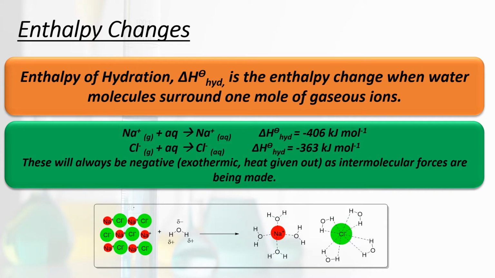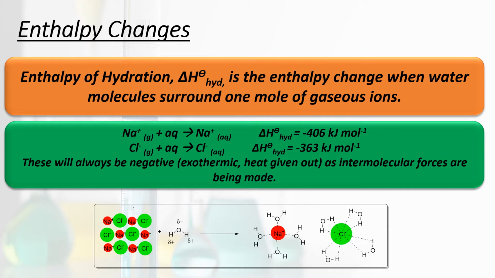Then we have enthalpy change of hydration, delta H hyd. This is the enthalpy change when water molecules surround 1 mole of gaseous ions. So if we think about what happens when we actually have ions in solution, they don't just exist as, for example, the sodium ion on its own. If it's in aqueous solution in water, the water molecules crowd around the sodium cation, and they also crowd around the chloride anion. And we end up creating an intermolecular force called an ion dipole force, because we have our ion and part of the dipole on the hydrogen, the water, interacting together.